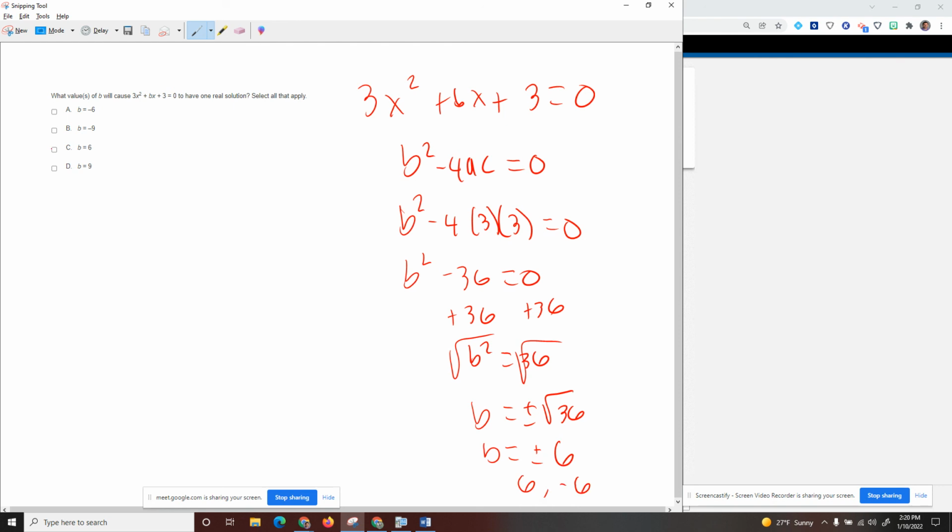So C and A are both your answers here. So positive 6 and negative 6. If the question was asking what values of B give it 2 real solutions, you would say B squared minus 4AC is greater than 0. And what gives you 0 real solutions or 2 imaginary solutions, you would say B squared minus 4AC is less than 0. So yeah, you would solve it that way.